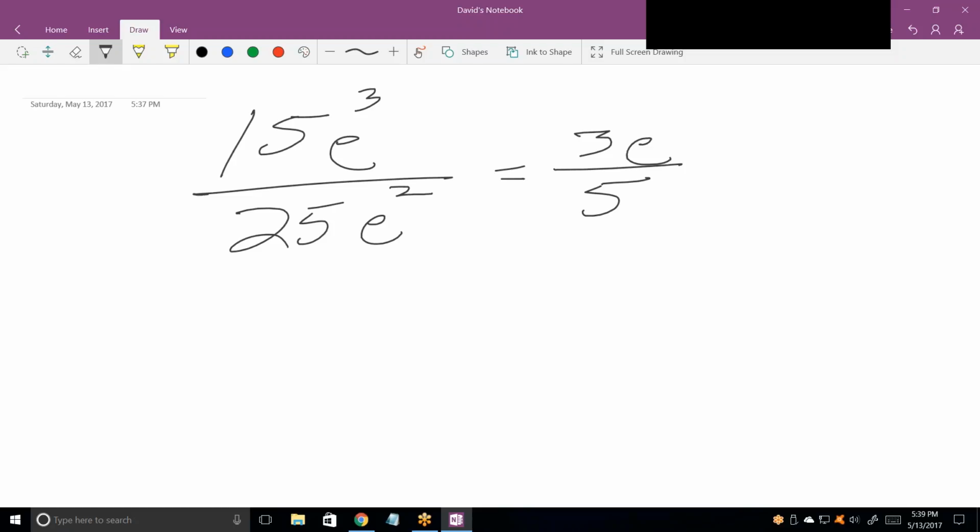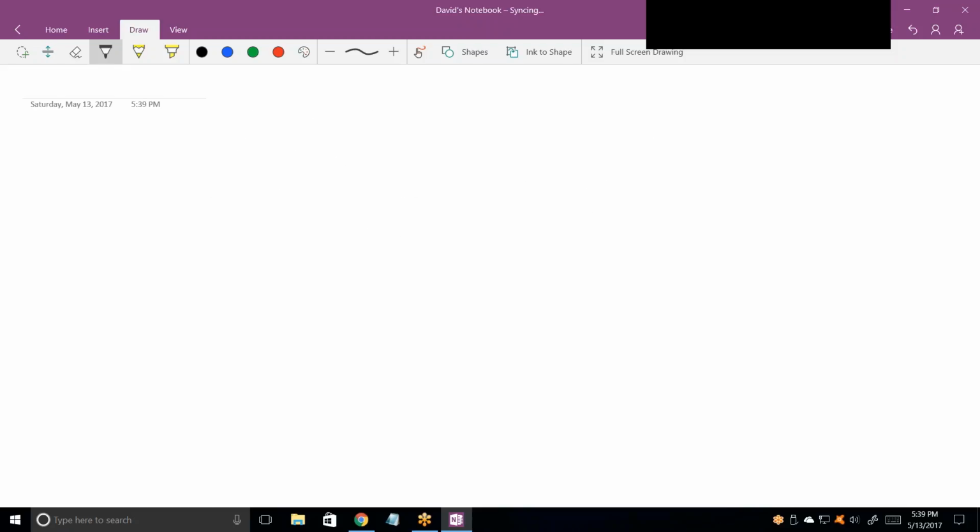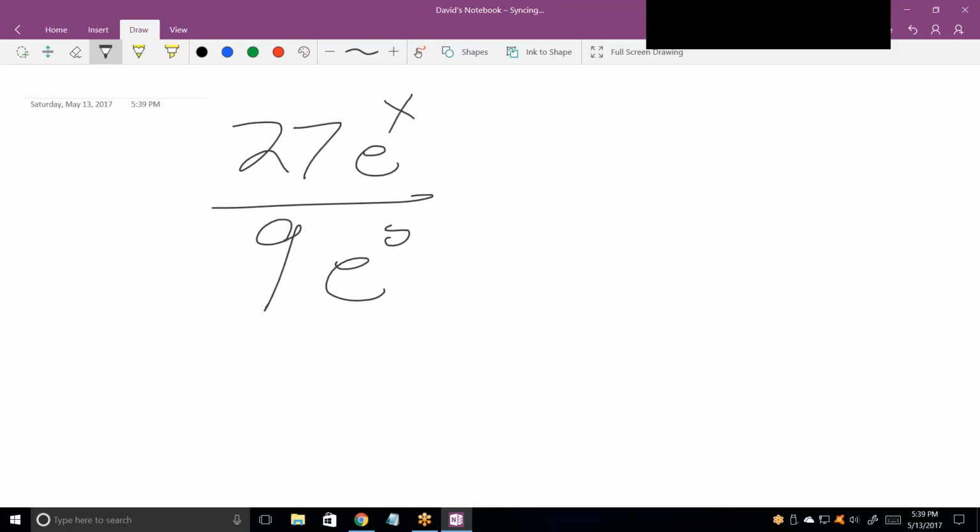Yeah. Okay, what else? The next one is just the same, but it's like 27e to the x over 9e to the 5th. What are the numbers? It would be 3 on the top and like 1 on the bottom. Just 3 on the top is all you need. Now what is this equal to?